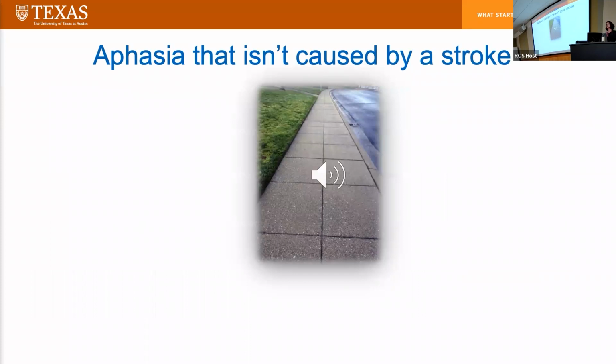Okay, now let's switch gears and talk about aphasia that's not caused by a stroke. I'm going to let you listen to an individual describing her experience with sort of gradually becoming aware that something was really wrong with her communication.